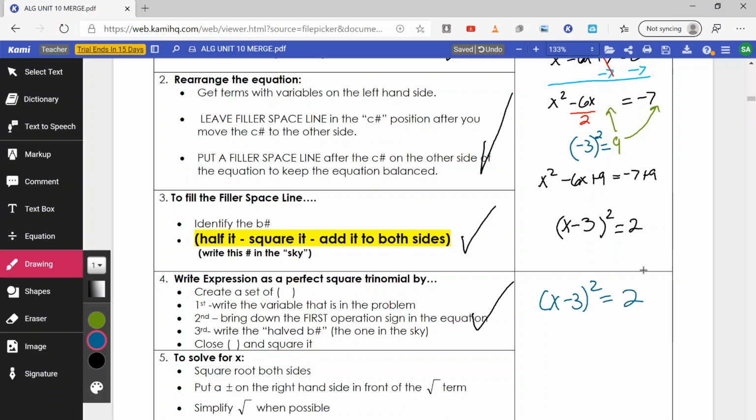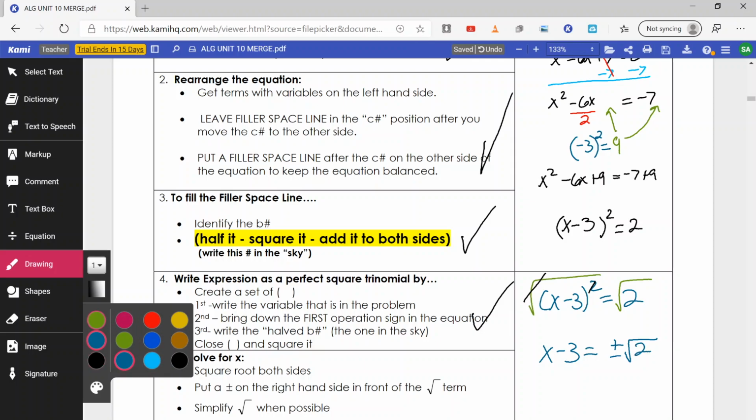I want to solve for x. So first thing, I need to get rid of this exponent of 2. So we're going to take the square root of both sides. What this does is the square root and square will cancel out, leaving me with whatever's underneath. In this case, it's x minus 3 equals, and now I have the square root of 2. Anytime I take the square root of a number, we actually get 2 values. We get a positive and a negative value. So we have plus and minus the square root of 2.